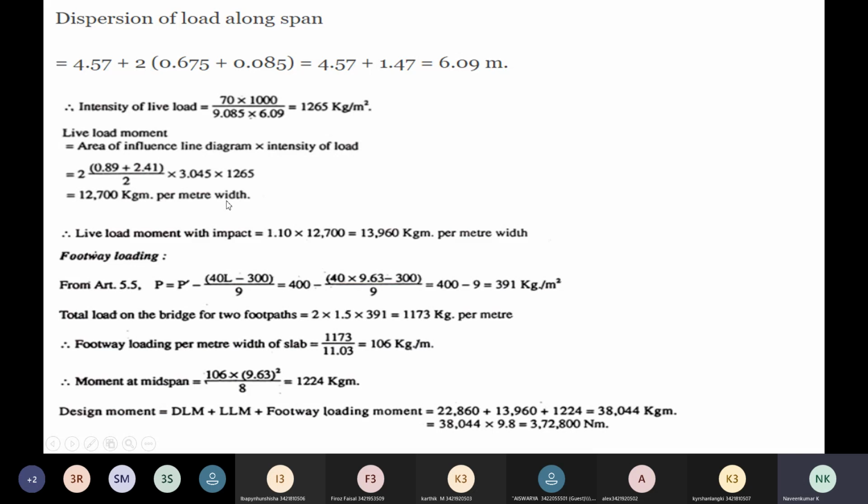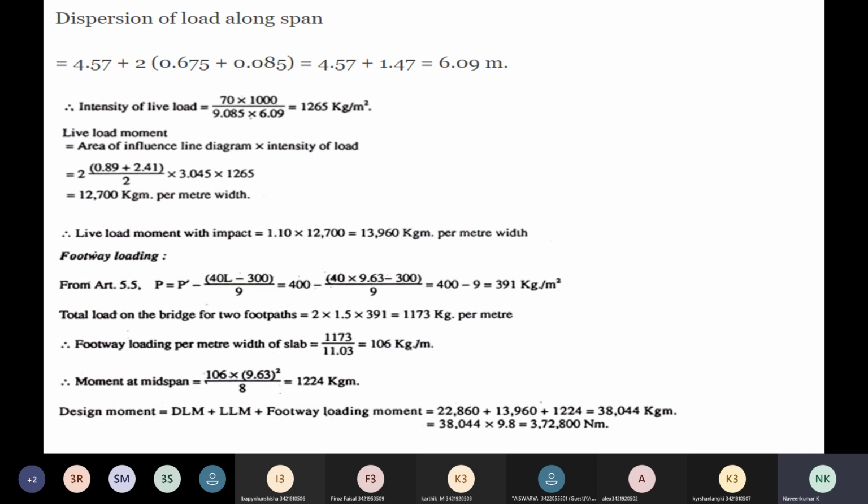Initially, for the dead load moment calculation, we directly completed our moment calculation by using the expression WL square by 8 in case of a simply supported beam. But in case of live load, why do we go for the influence line method to calculate the moment? If you see, the dead load is constant.